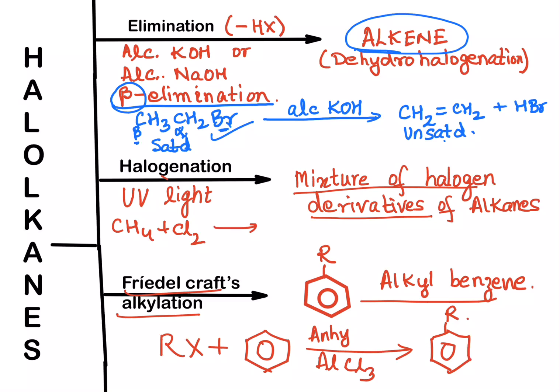So, what if this alkyl group is CH3? What will be your product? Very good. In the product also you replace the R by CH3, and this gives us what we call methyl benzene, or more commonly known as toluene. See how aliphatic and aromatic compounds are connected to each other?